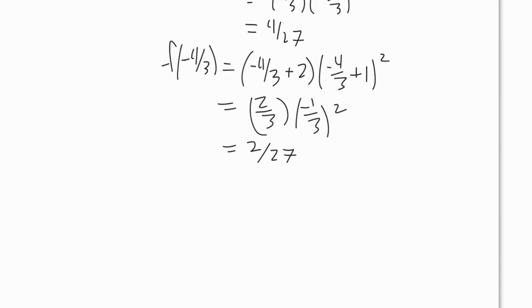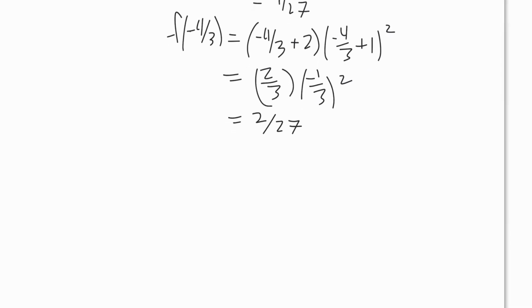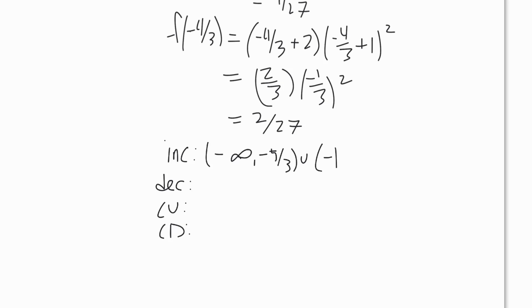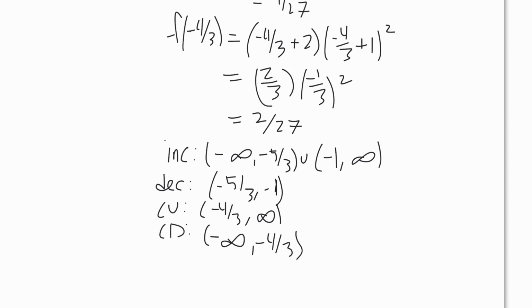All right, we should probably mention those intervals before we forget. So increasing, decreasing, concave up and concave down. Increasing on (-infinity, -5/3) union (-1, infinity). Decreasing on (-5/3, -1). Concave up on (-4/3, infinity), and concave down on (-infinity, -4/3).